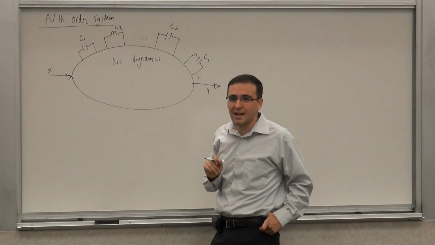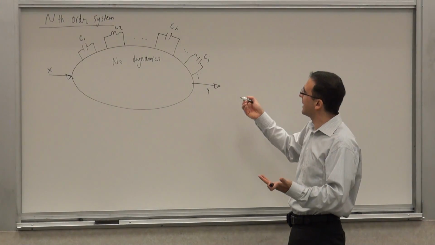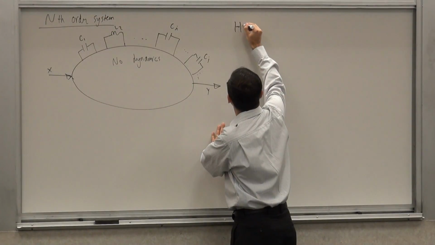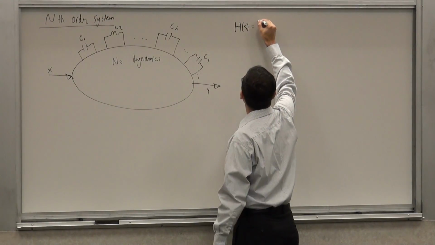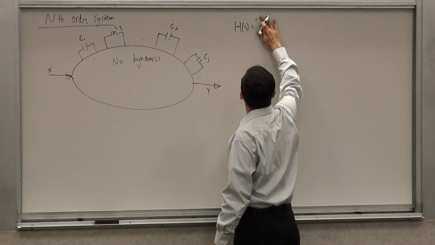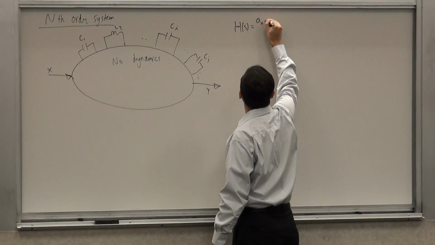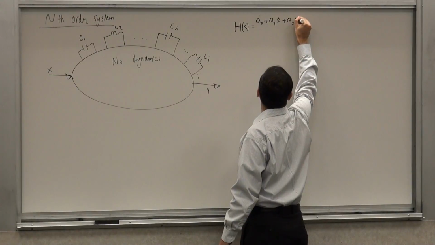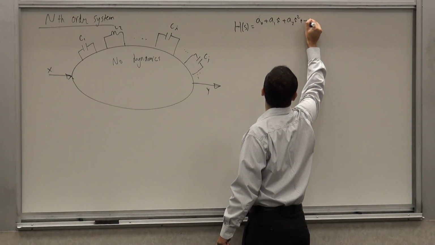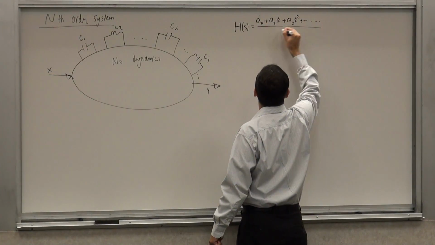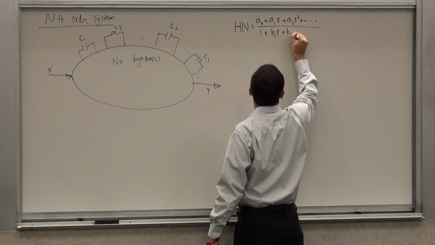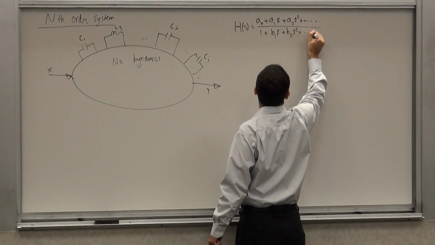So now we want to find out what's the transfer function. In general, we have already discussed this. We know that the transfer function looks like this. There are many different ways to write it. One way is to write it as A0 plus A1S plus A2S squared all the way up, and then divided by 1 plus B1S plus B2S squared all the way up.